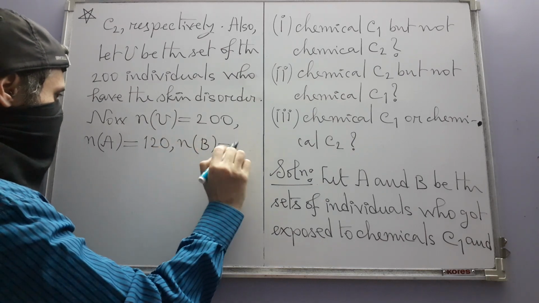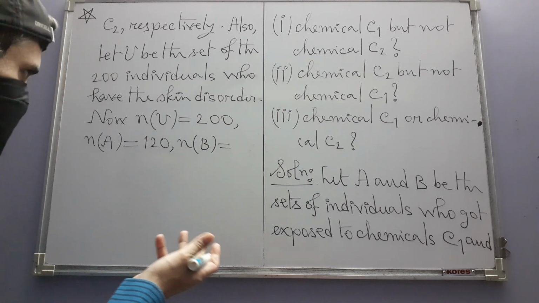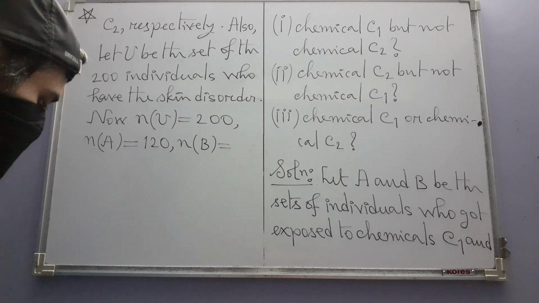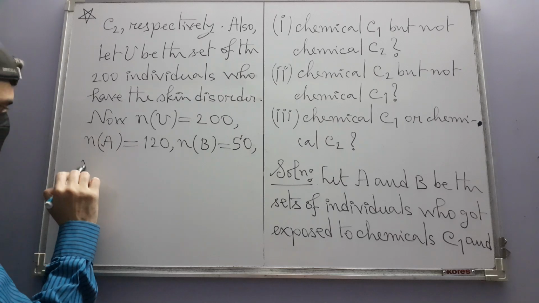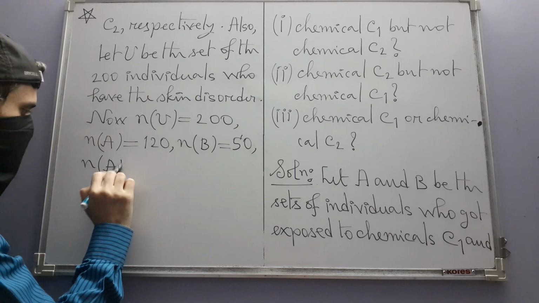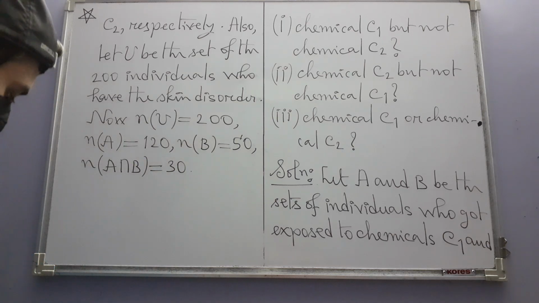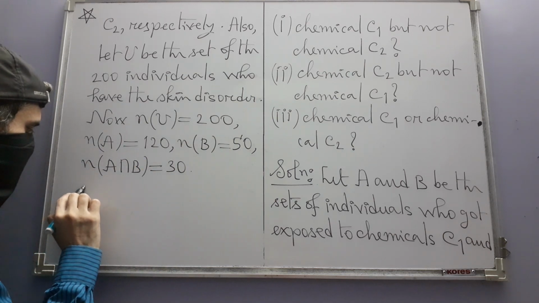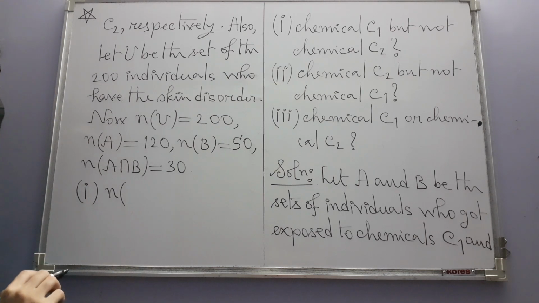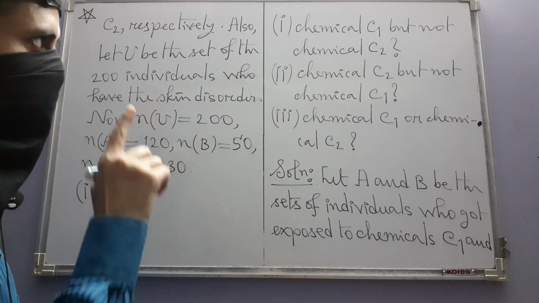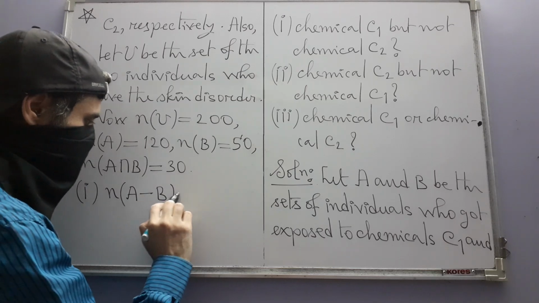Those who got exposed to chemical C2, I said chemical 1 no? Just now, chemical C1, 50. And those who got exposed to both is 30 in number. So in the first one we have to find this. The number of individuals who got exposed to C1 but not C2, that means we have to find the number of elements in A difference B.